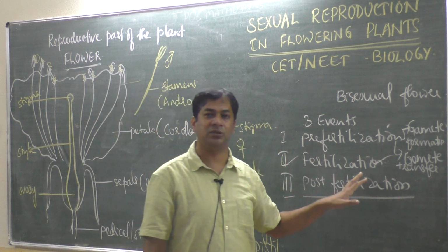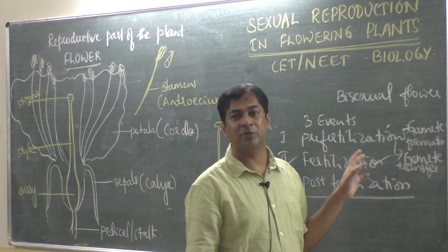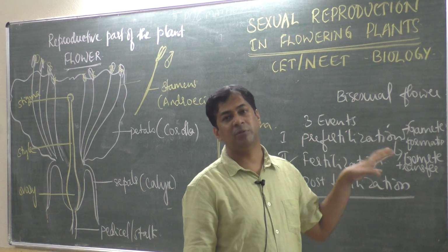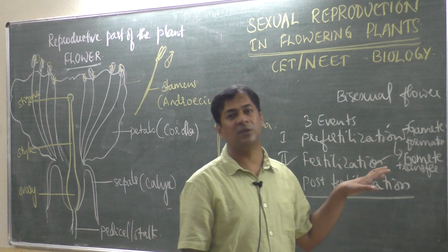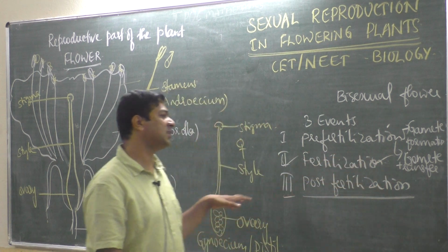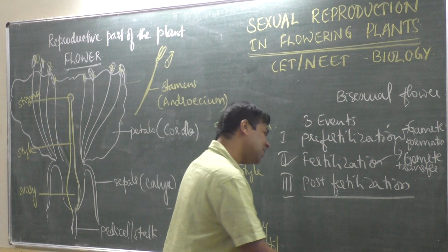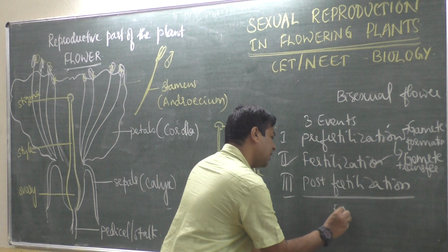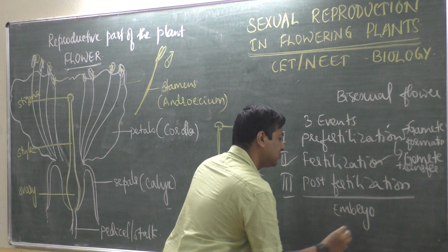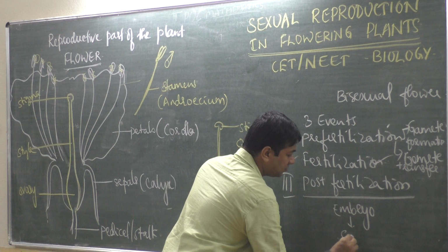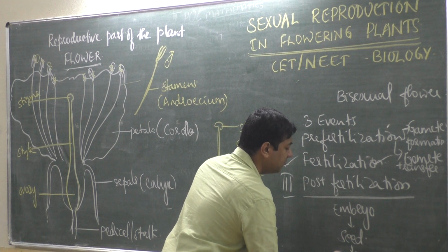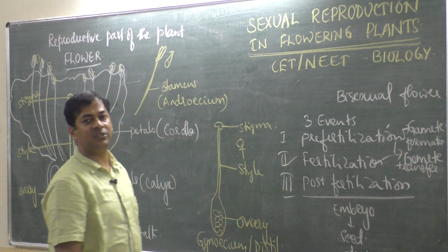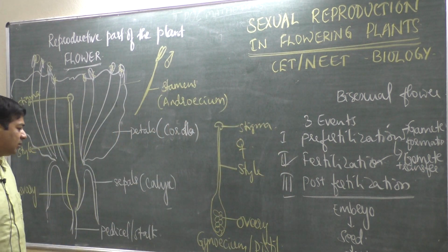That is formation of embryo, then formation of endosperm, formation of seed. Then seeds will be produced inside the fruit. So we are going to learn up to fruits. So these are the stages. After fertilization, what happens? Embryo forms, and the embryo becomes a seed, and the seed will be produced inside the fruit. Then the chapter finishes. Okay, so for NEET we have to discuss a lot.